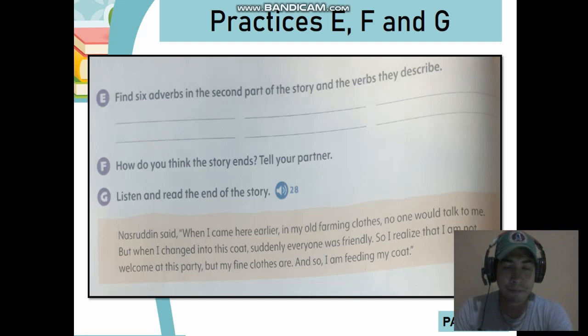Nasruddin said, "When I came here earlier in my old farming clothes, no one would talk to me. But when I changed into this coat, suddenly everyone was friendly. So I realized that I'm not welcome at this party, but my fine clothes are. And so I am fitting my coat."